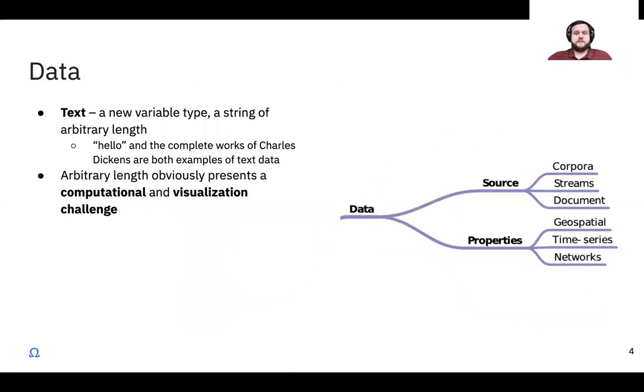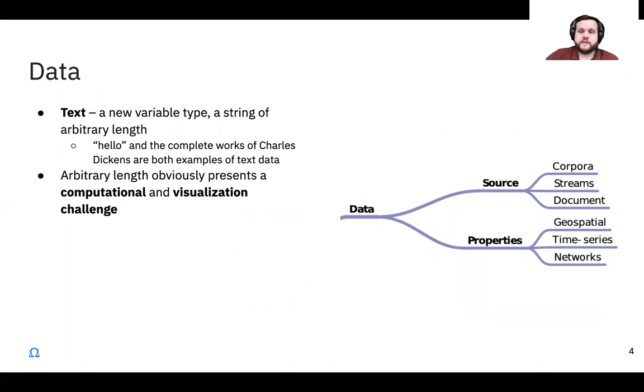So starting with the data, text is a new variable type. So much like we had our nominal variables, our ordinal variables, and so forth, text should be treated as a completely new variable type. It's a string of arbitrary length. So the string hello and the complete works of Charles Dickens are both examples of text data.